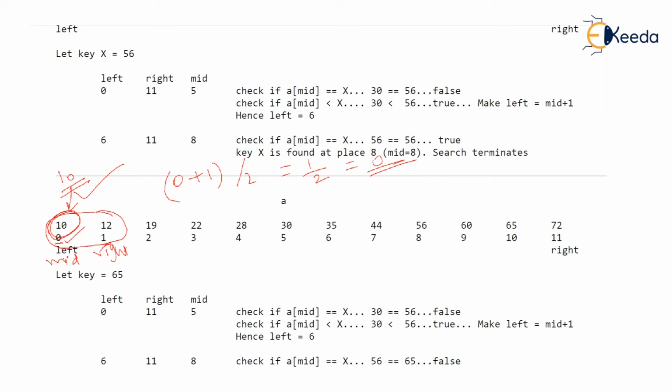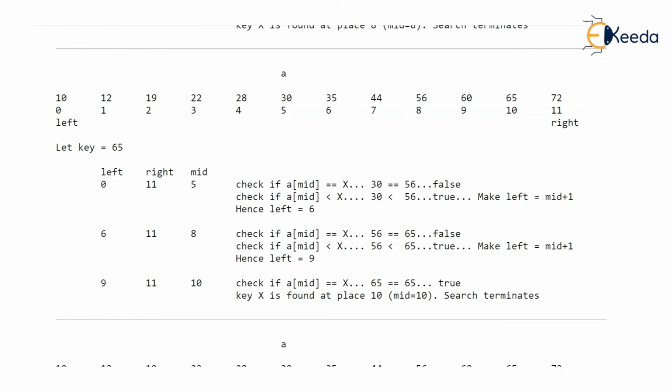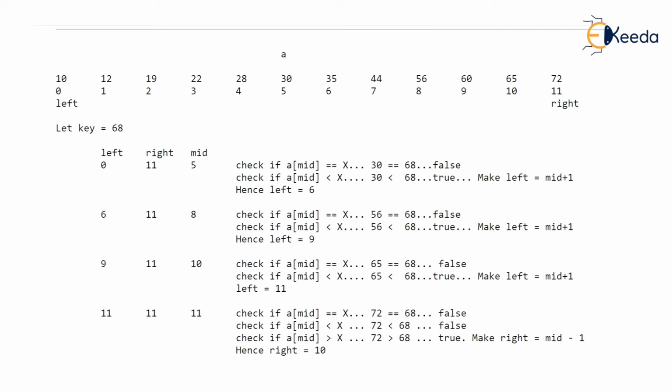Great. Let's see one more example. Now, this is an interesting example. Have you noticed that in all the examples I took, the key was present? What if the key is absent? How does binary search come to know, or rather, when does binary search come to know that the key is absent?